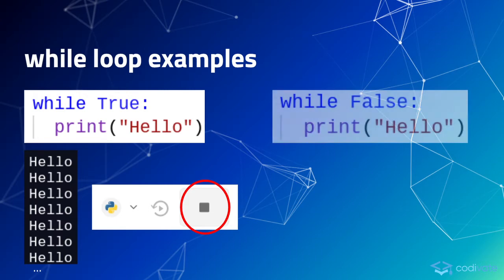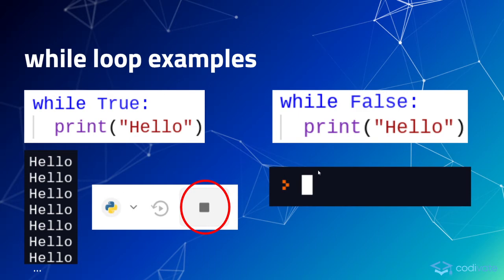On the other hand, we could also have a while false loop. However, this is a pretty useless piece of code because the code inside is never executed. Remember, the code inside is only executed while this condition is true. We have an infinite loop and a loop that never happens. On our console, we would have nothing printed because we never enter the loop.